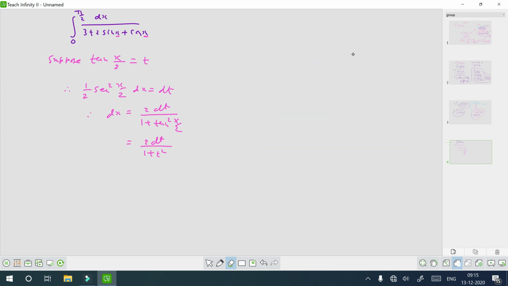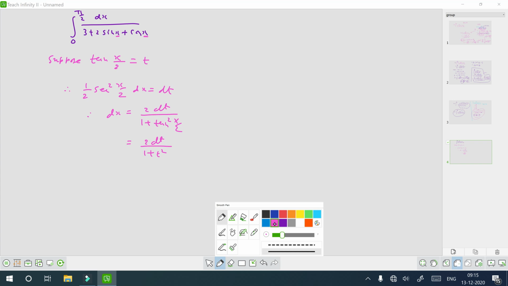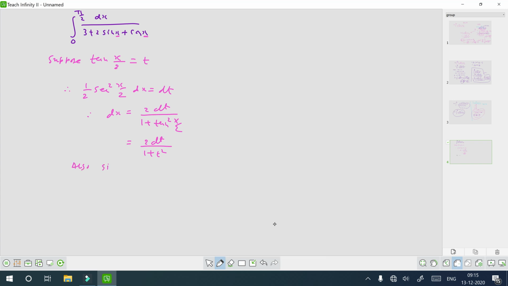Now also, sin x is equal to 2 tan x by 2 over 1 plus tan square x by 2. That is equal to 2t over 1 plus t square. Cos x is equal to 1 minus tan square x by 2 over 1 plus tan square x by 2. That is equal to 1 minus t square over 1 plus t square. It is a special substitution. Clear? Now see here.